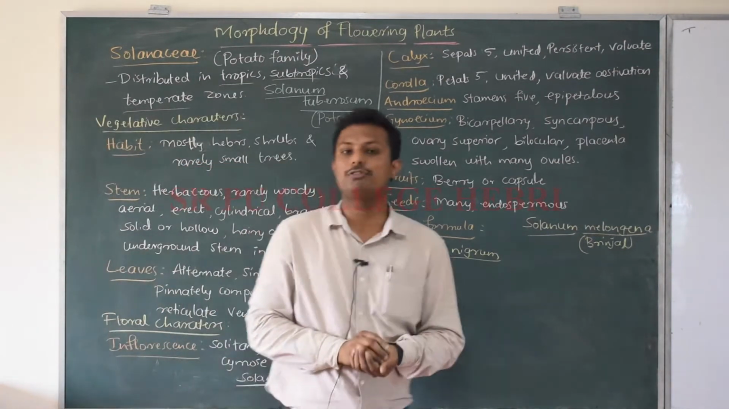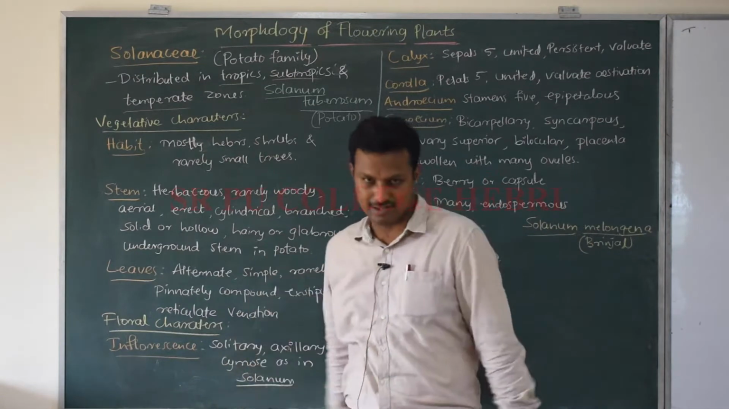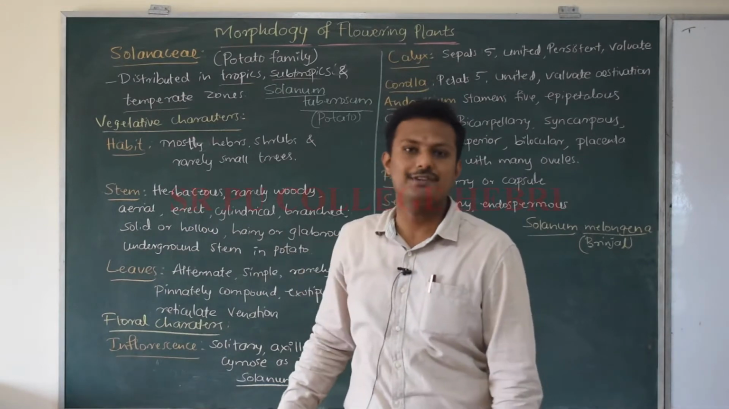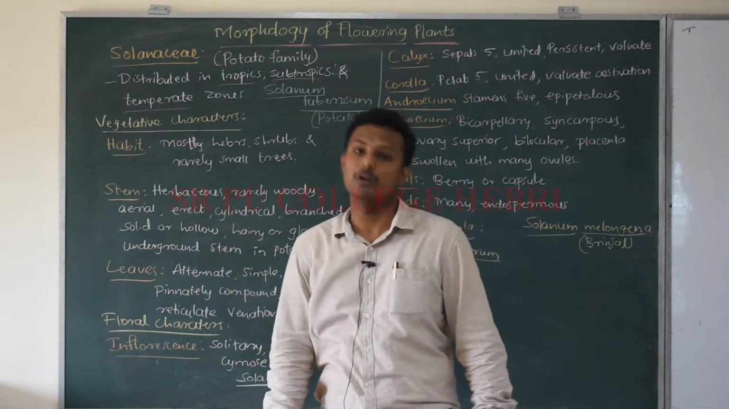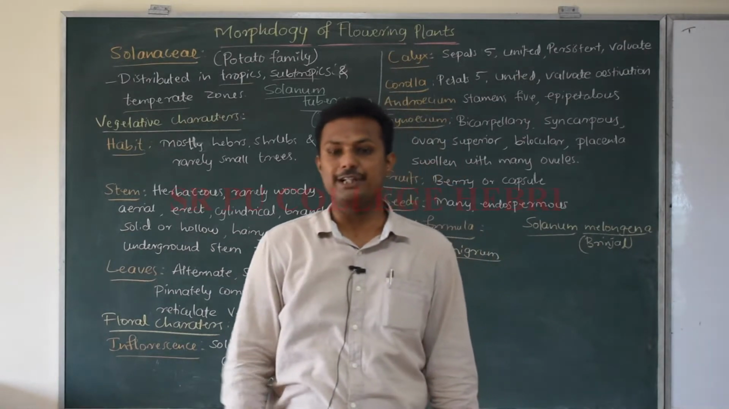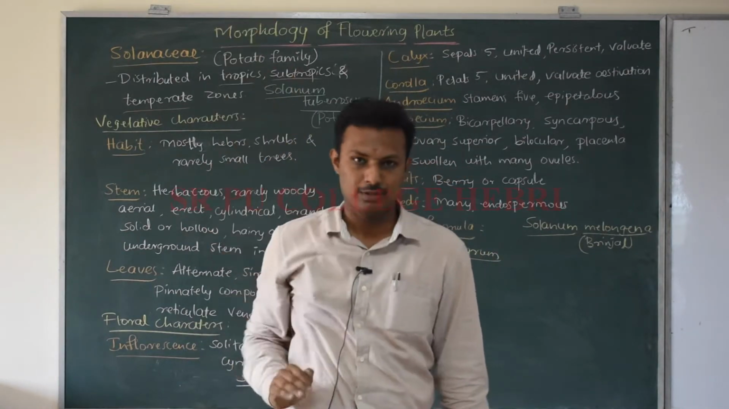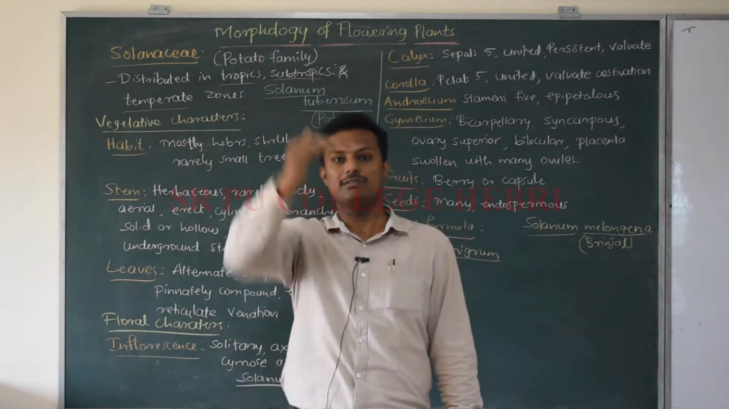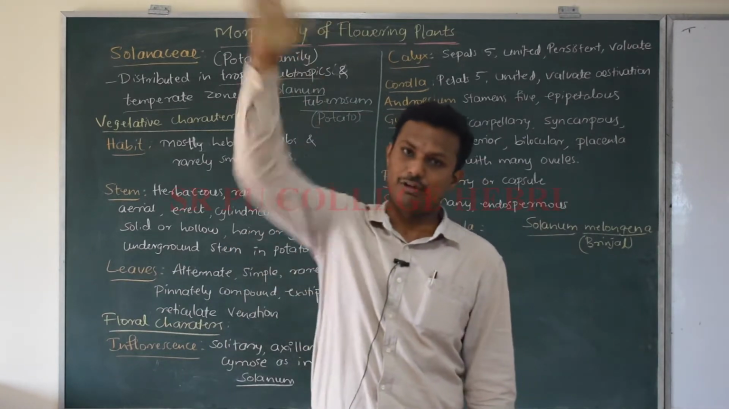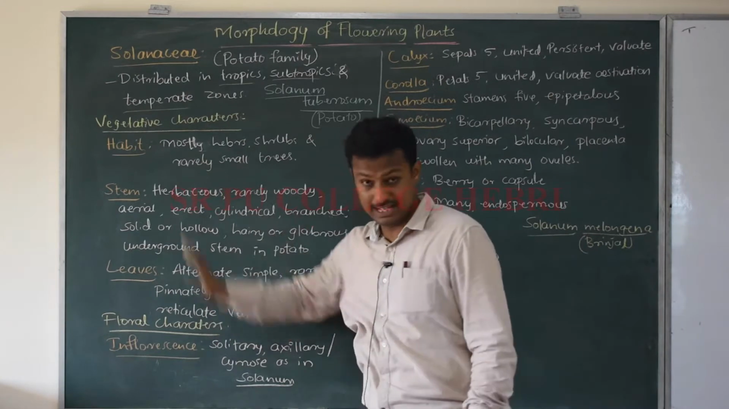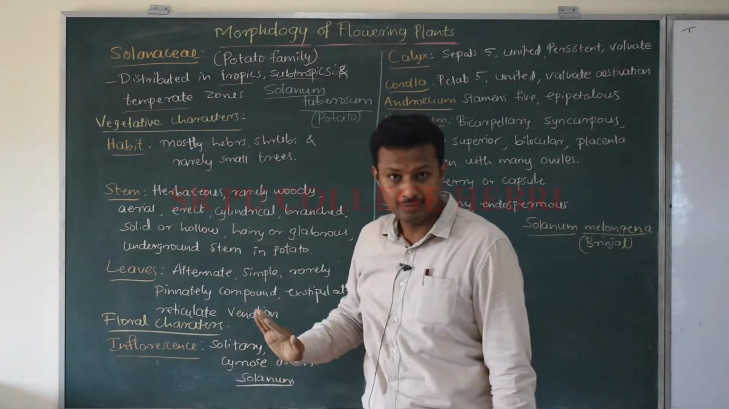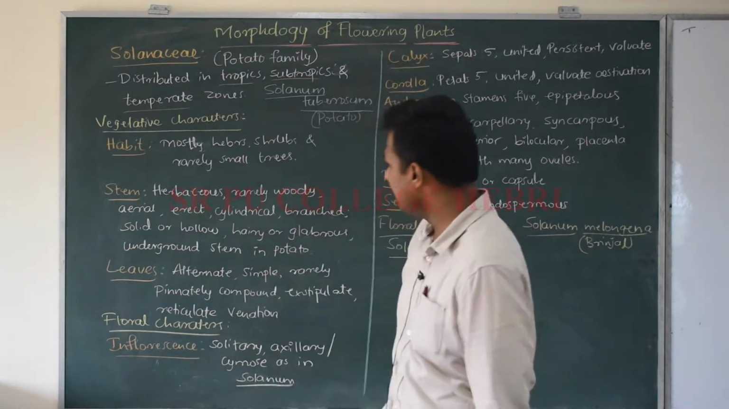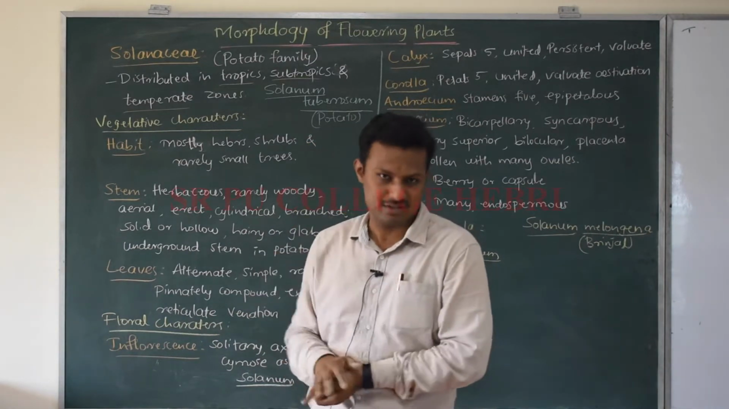As I told you, we are going to first consider the vegetative characters. That means habit. Habit means the body structure of the plant, how it appears. It is mostly herb. You know the plants have been classified into herbs, shrubs and trees. Smallest plants are called herbs, a little taller ones are called shrubs, and the tallest of all can be called trees. The plants belonging to the family Solanaceae are mostly herbs. Some of them can be shrubs, and very rarely they can be trees, but these are smaller trees.